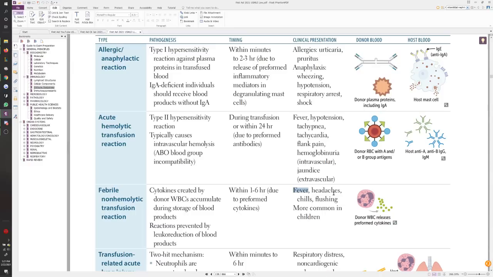So these are all things that can occur because of cytokines, right? Like there might be interleukin-1 in there and other things like that. More common in kids, occurs extremely quickly just because it's just cytokines. You didn't need to make antibodies, right?